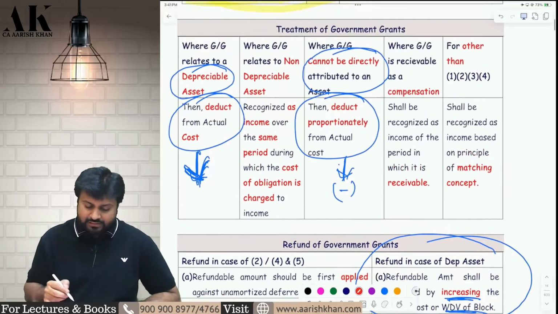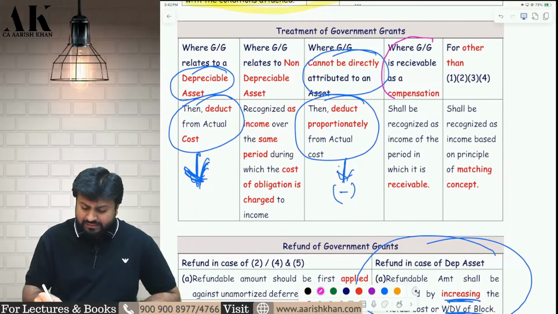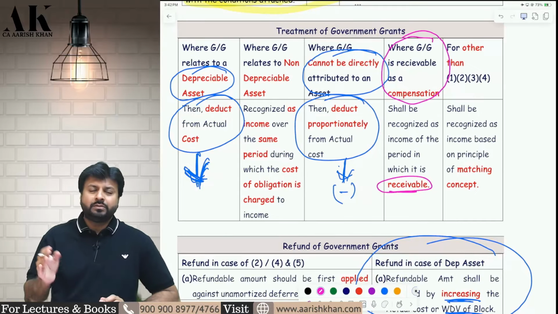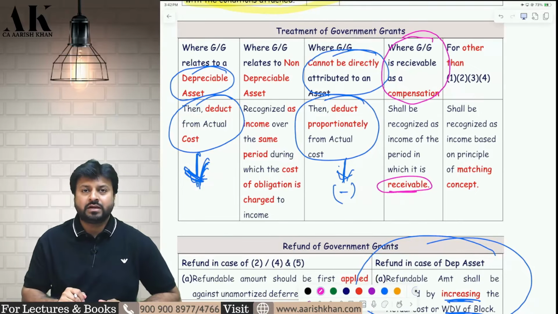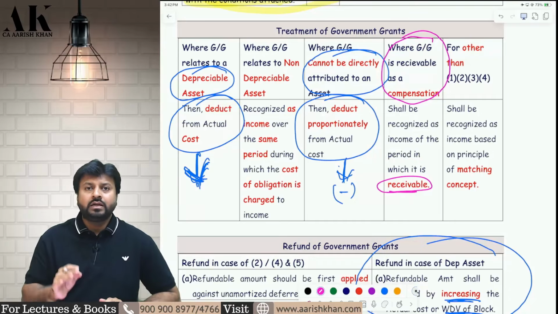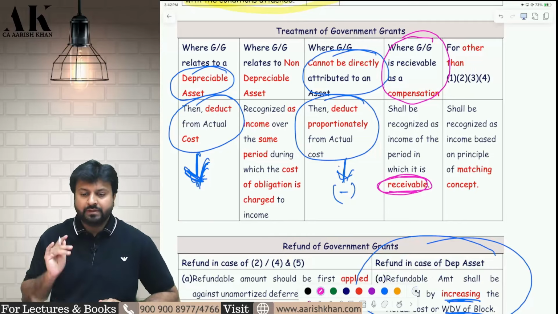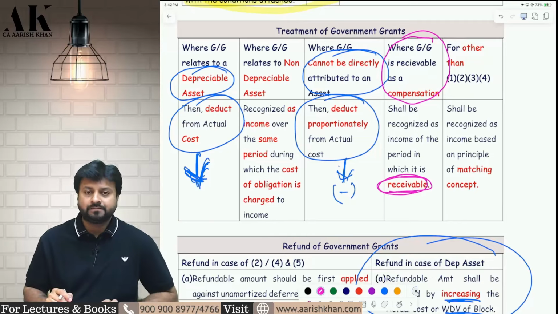So what about other grants? This was about depreciable assets. What about other grants? If the grant is receivable as a compensation, then it is taxable in the year in which it is receivable. Suppose there is some riot or some earthquake in your state, God forbid. If some compensation is received because of that, you will be taxable in the year in which it is receivable. I hope it is clear to all of you.